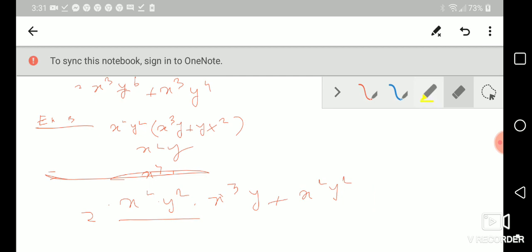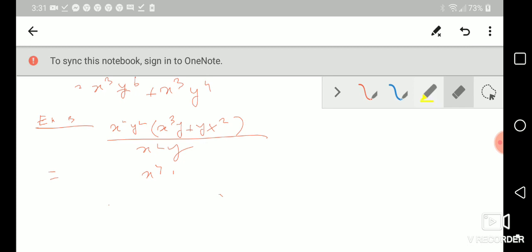I'll actually try to go back. Just sorry for the trouble. Okay, I'll go back. So I will actually ignore this line and I'll start it again. Sorry about that, folks. So we'll have x2 y2 dot x3y, x2 y2 dot yx2.